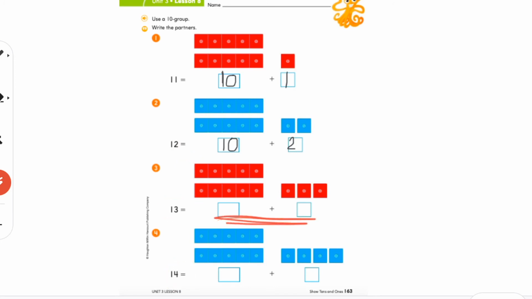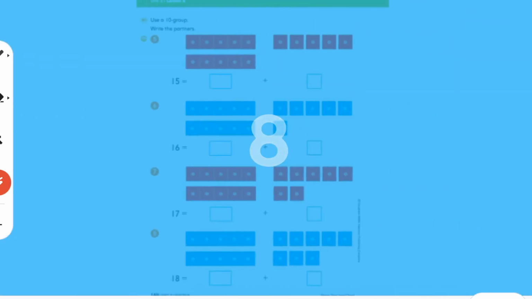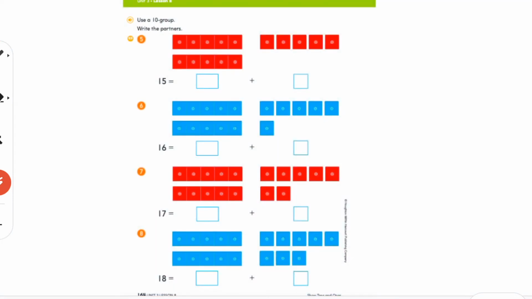Make sure that the numbers you have here add together to equal the number on the other side of the equal sign. So you can either pause the video and complete these 2 pages, and then keep on listening to directions. All right, so when you are done, I want you to flip it over so you can see the back. Again, we have some number partners.